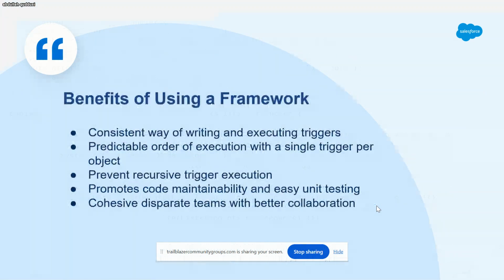So this is, at a high level, the benefits of using a framework, and why we started using a framework instead of following the same logic with which we started, writing the code directly in the trigger. These are the benefits: a consistent way, a predictable order of execution, recursive trigger handling, and easy code maintainability. If we write a utility class, we can use the same method in different places as well, not just in the trigger. So code reusability. These are all the benefits which we get by using a framework.